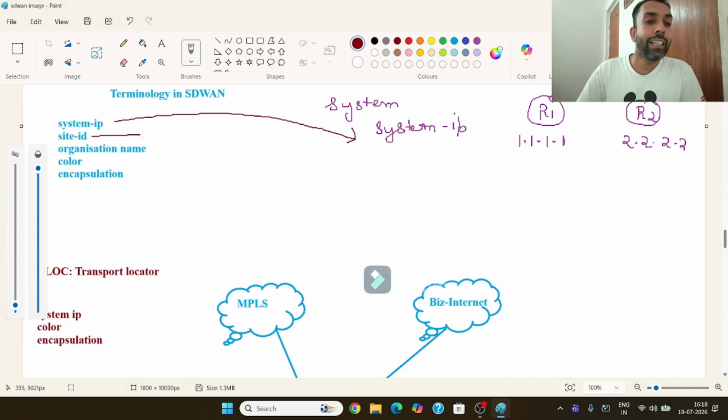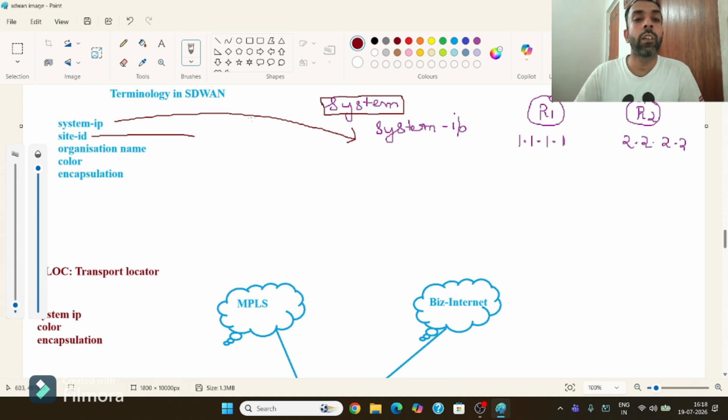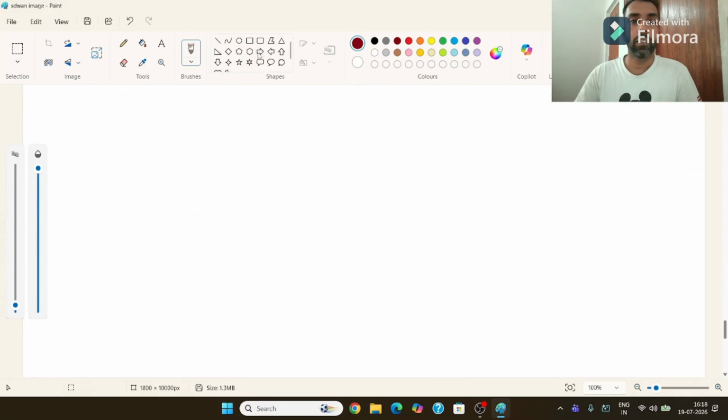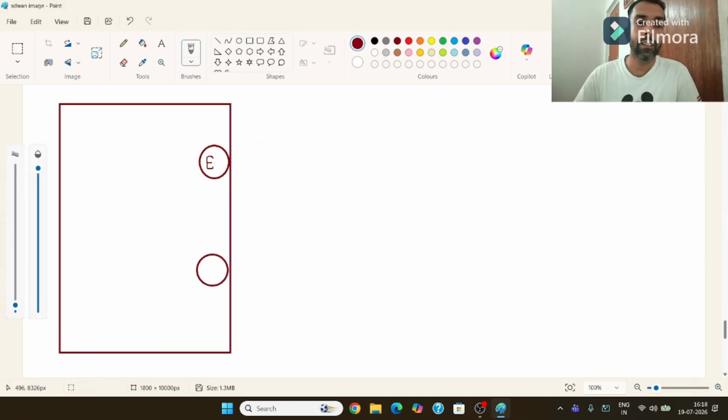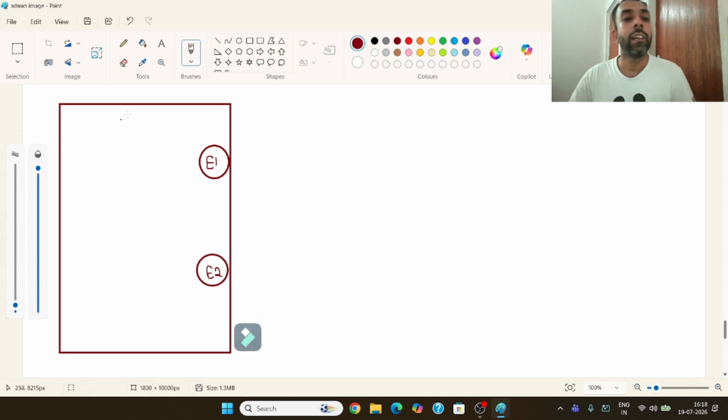Next, site ID. When you are going to configure the system settings, under system settings, you will provide the site ID to a particular router. For example, you have a site in this diagram. What you can see is in this branch office, I have two edge devices. These are WAN edge devices. This is edge 1 and this is edge 2. This is E1 and this is E2. Now, these two routers belong to the same site, so their site ID can be the same. You can give any number to identify a particular site. For example, I gave the site ID as 10.